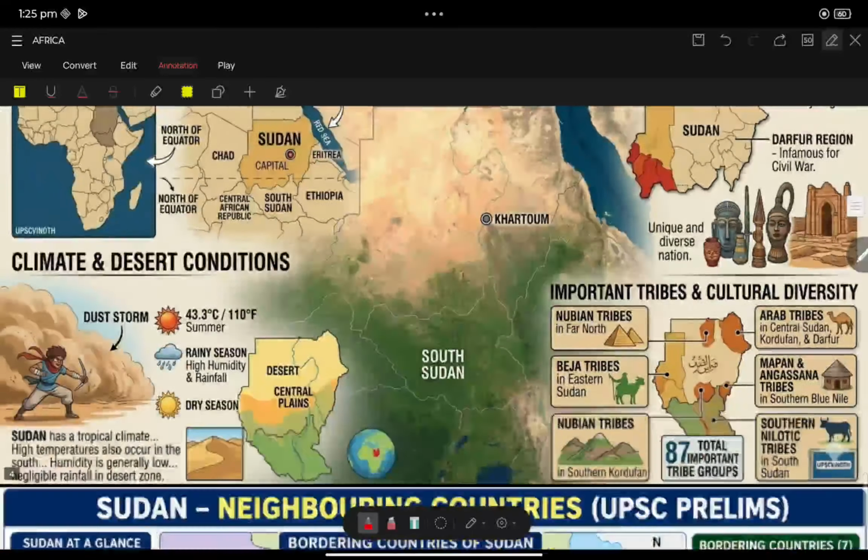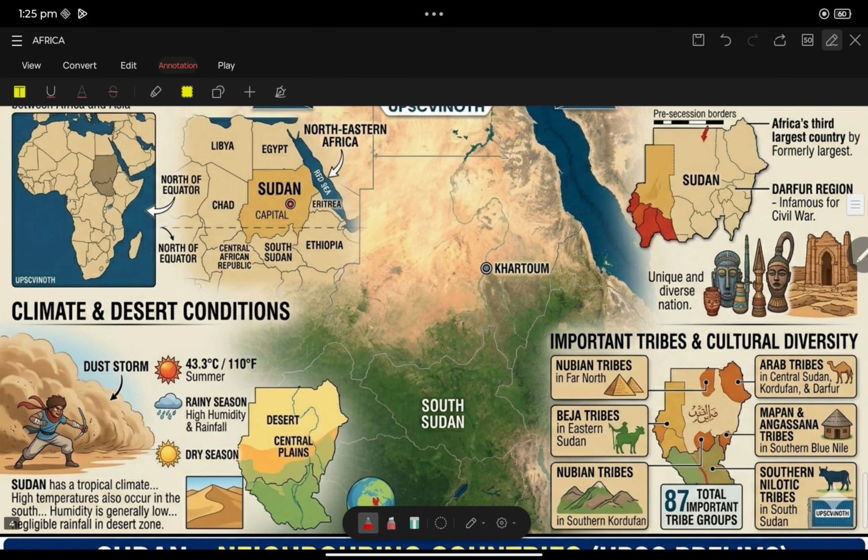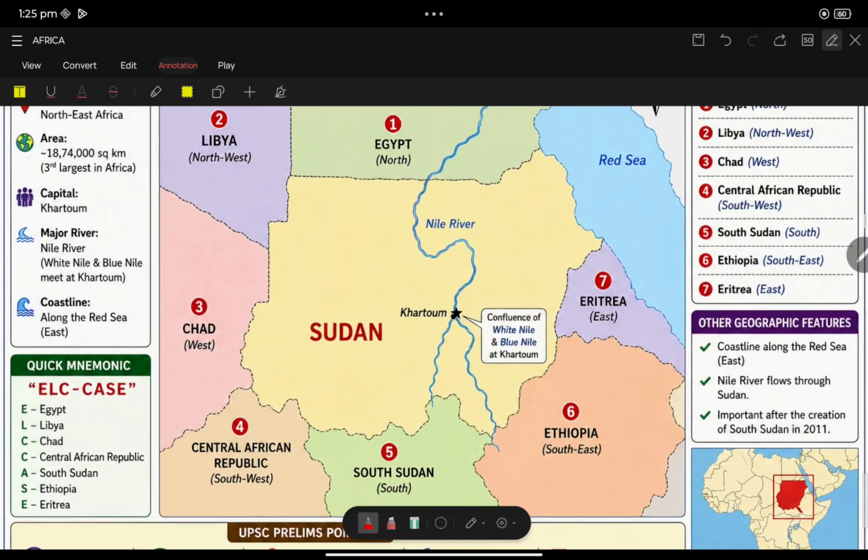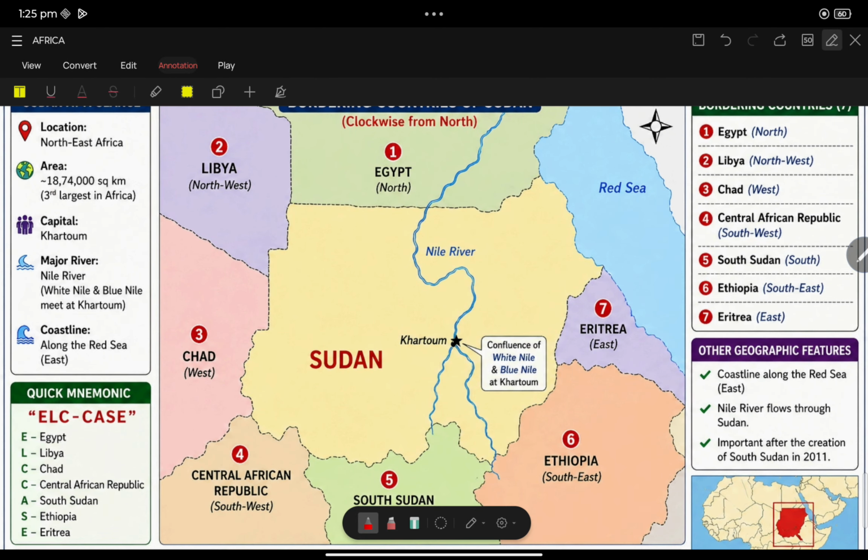Now let us move to Sudan. First of all, let us see the Sudan political map. Sudan faces the Red Sea. The first thing you want to know is that Sudan is not a landlocked country. It faces the Red Sea. This is very important.